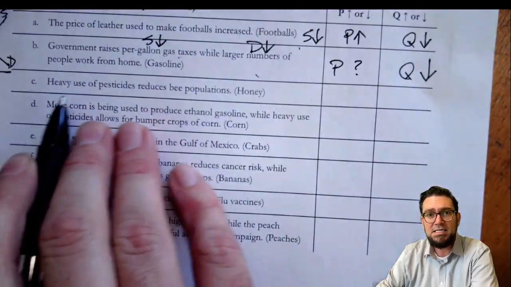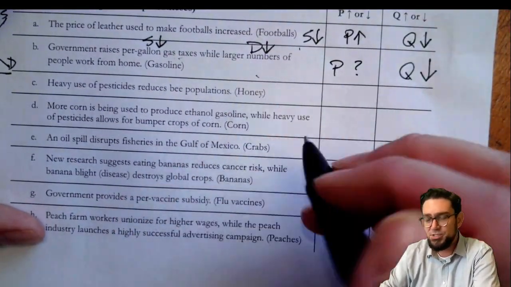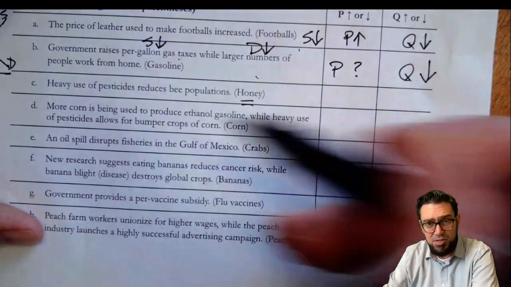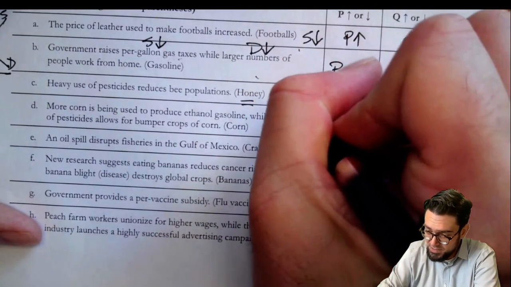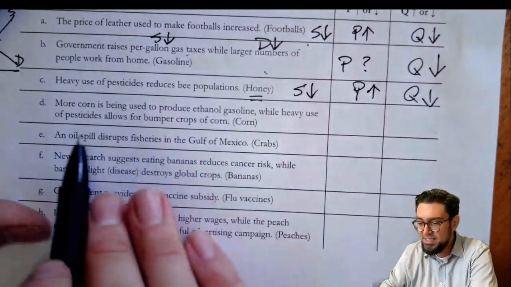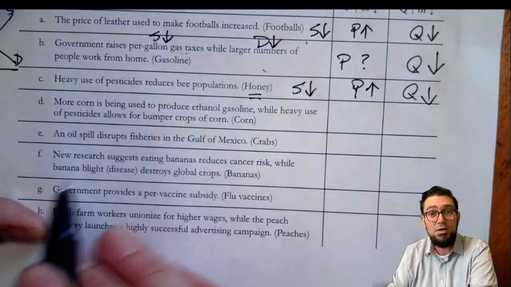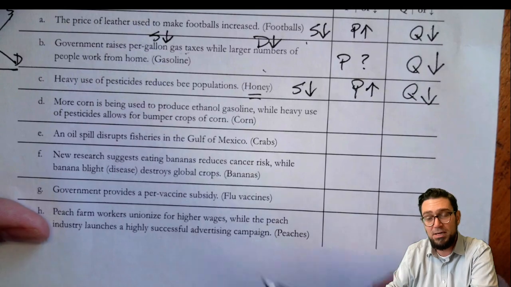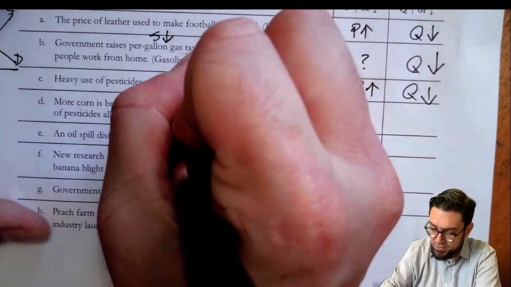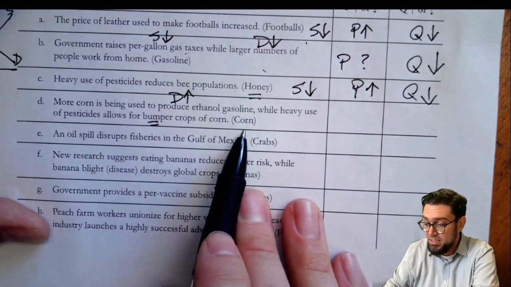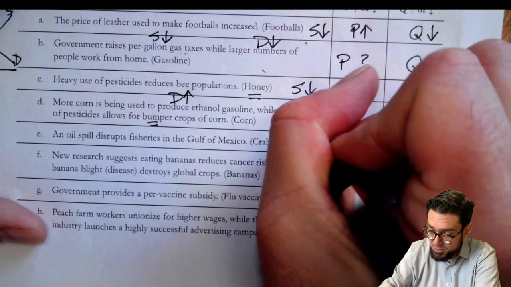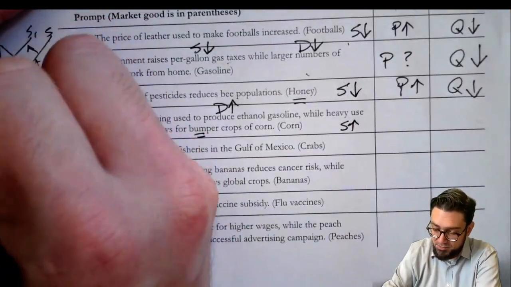It's hard. C, heavy use of pesticides reduces the bee populations. Honey. So this would tell us that there's going to be less supply of honey because of the things that are used to make it. So decreased supply. So that's going to look exactly the same as the first one. Then letter D, more corn is being used to produce ethanol, while heavy use of pesticides allows for bumper crops of corn. A lot of students don't know that means a lot of corn, right? So we would say that there's more demand for corn because it's being used for another purpose. At the very same time, there's more supply of corn. And so we have a double shift again.